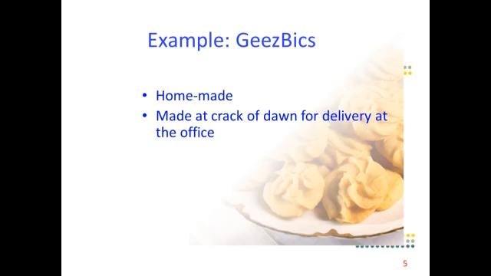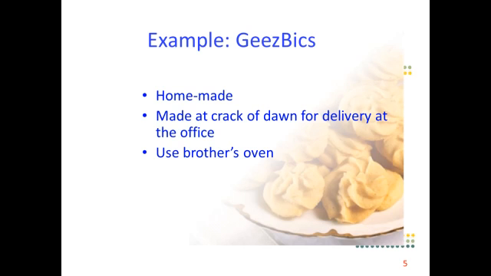Let's formulate an example. Let's imagine that I decide early in the morning, because I get up very early, that I'm going to use those early hours to bake some biscuits using an old family recipe, and I call them G's Bix. They're delicious. They're essentially homemade. That's one of their marketing benefits. I make them at the crack of dawn for delivery to the office when I get to the office.